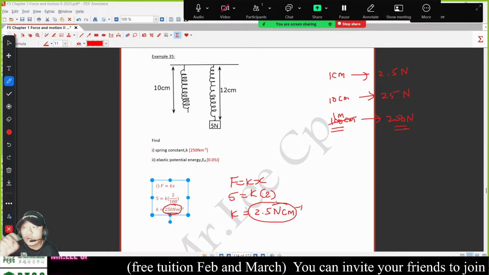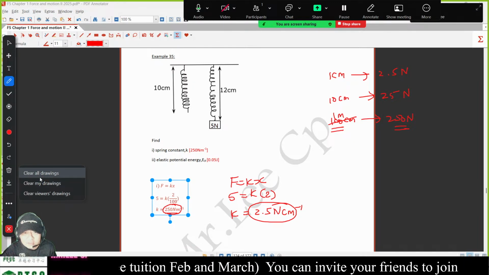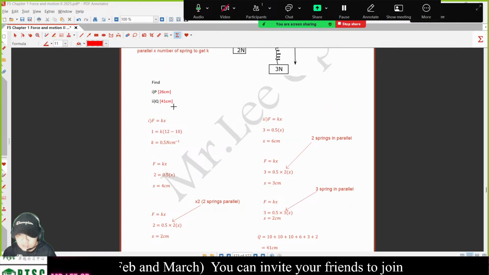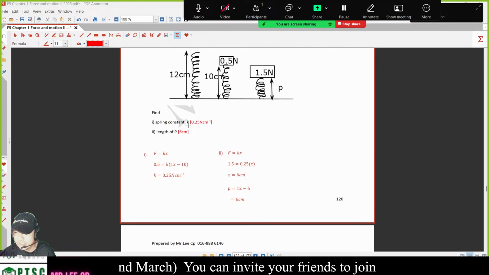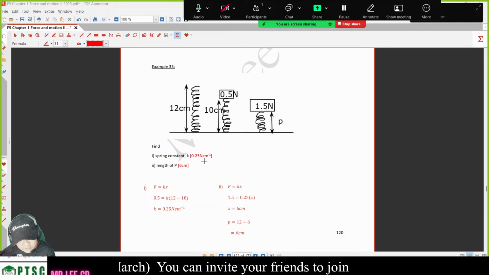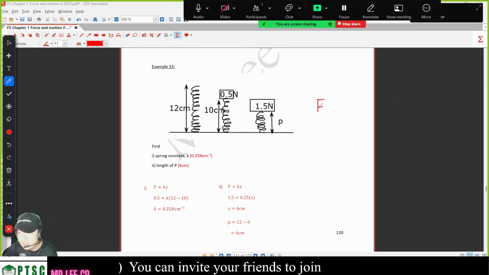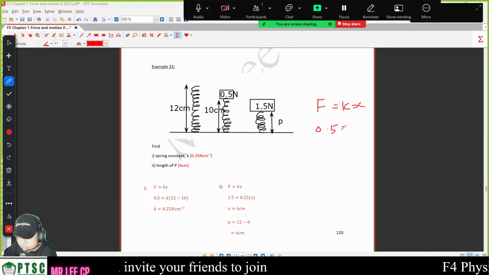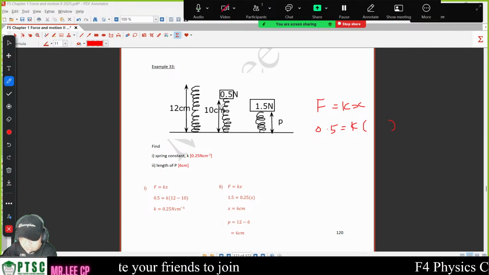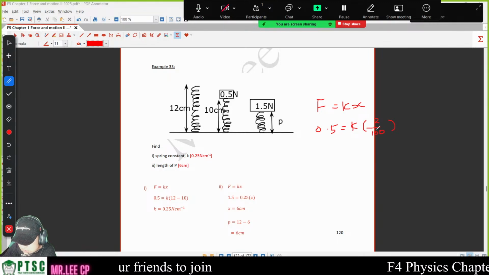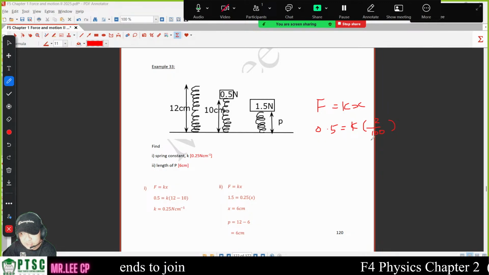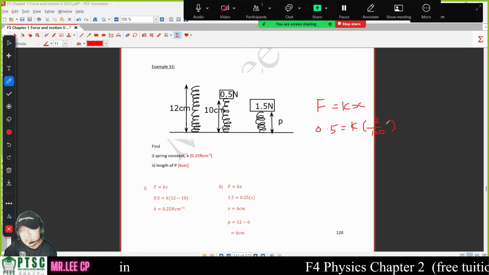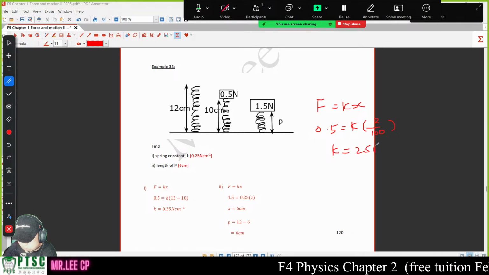Now, of course, if you ask me back, hey teacher, why don't we all use SI unit? So when you do this kind of question, if you want to use SI unit, it will be a bit long. So if they don't ask you energy, you see, now F is equal to Kx. You see how I do? F is 0.5. K, how much is X? X is 2 cm, 2 over 100. Right? So I change it to Newton per meter. 0.5 times 100, it is 50. 50 by 2, K is equal to 25 Newton per meter.